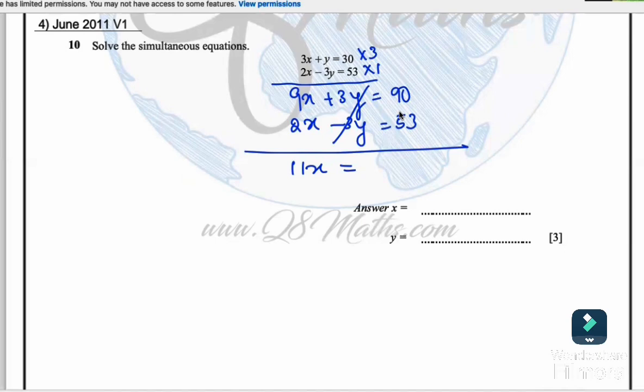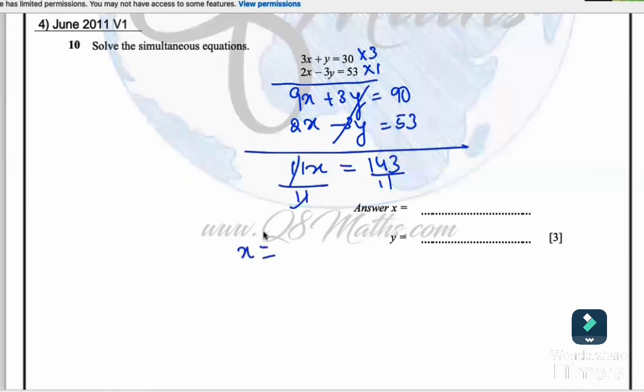90 plus 53 is going to be 143. 143, if you divide by 11 on both of the sides, so x is going to be 143 divided by 11, which is going to be 13.